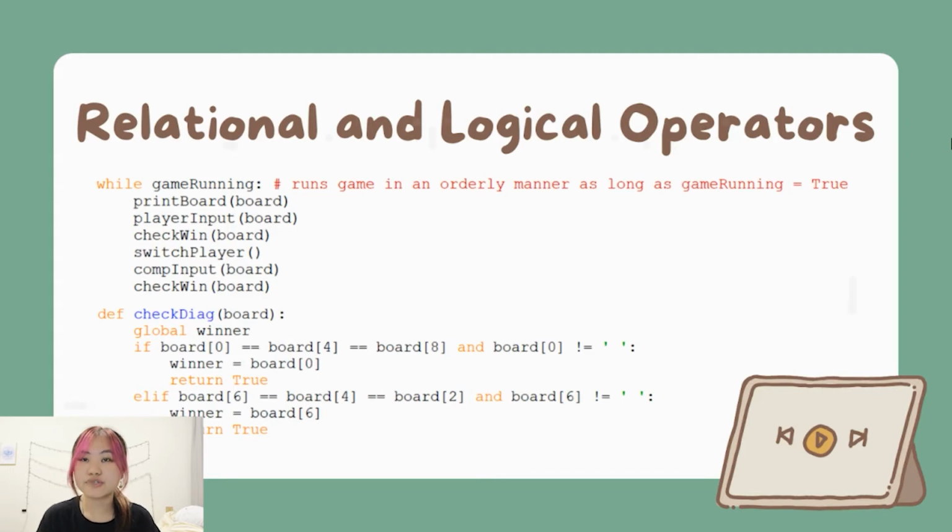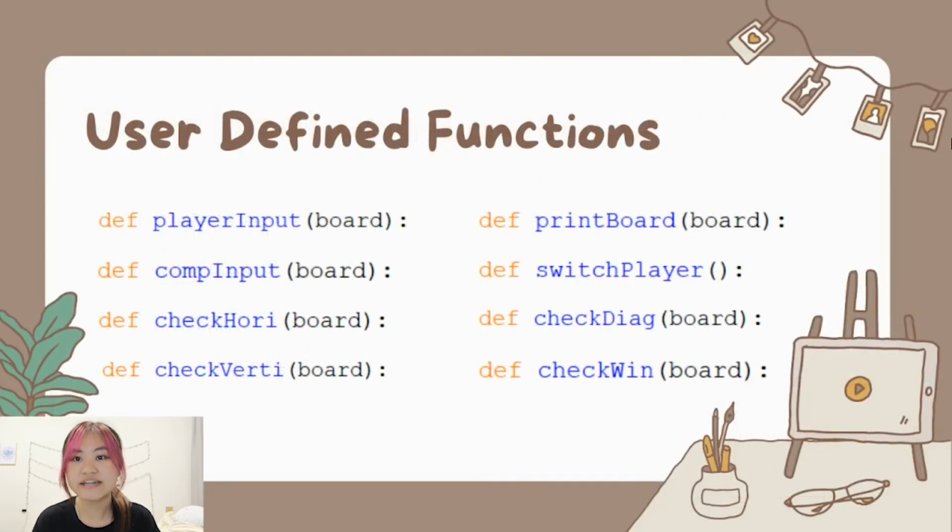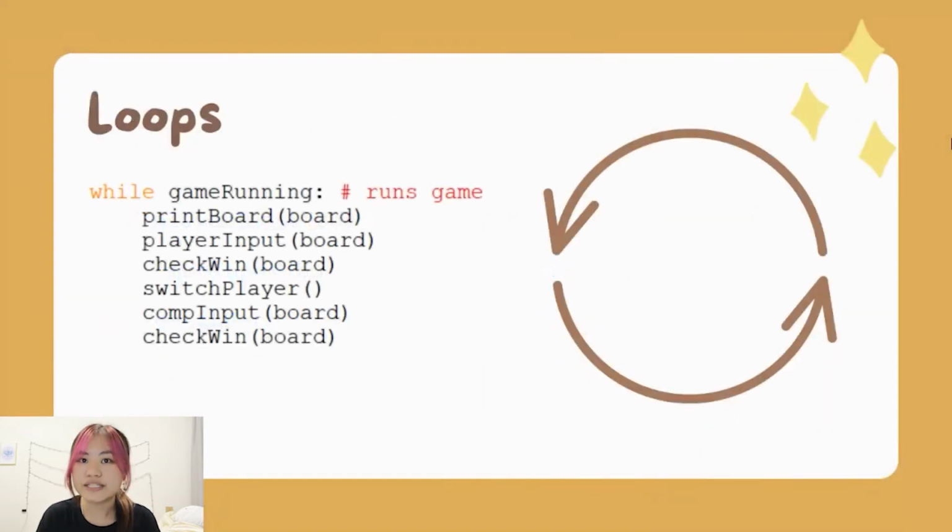Besides that, I also used a lot of user-defined functions, namely player input, print board, comp input, switch player, check hori, check diag, check verti, and check win to ensure that my code stays organized. Loops were also used in my program as a way to keep the game running while the game running variable was true. When a winner or a tie is detected by the check-win function, game running will equal false and the loop will eventually stop.